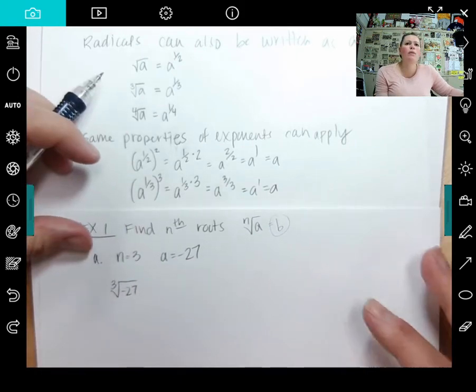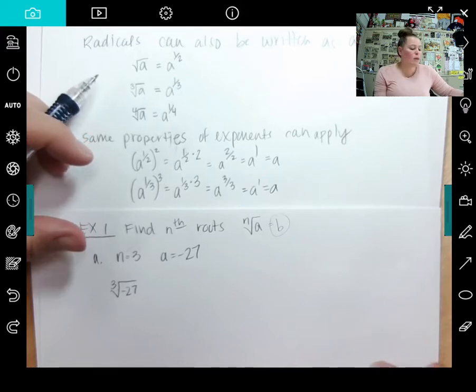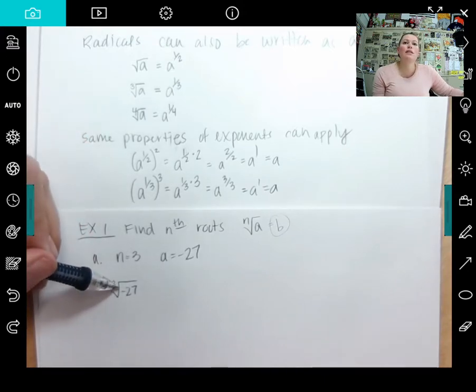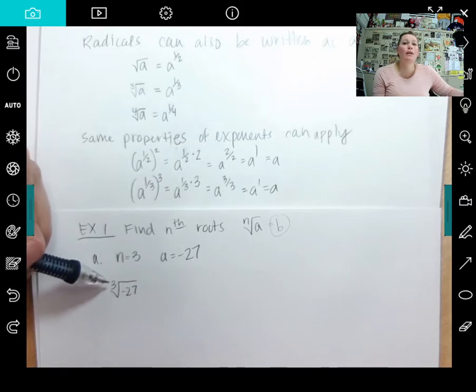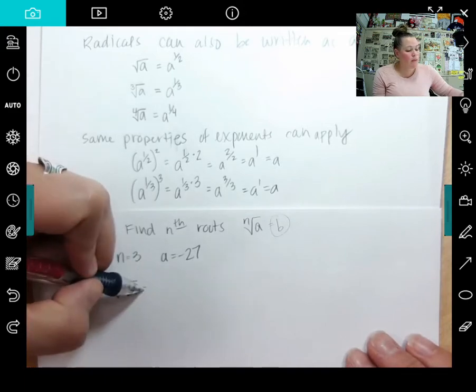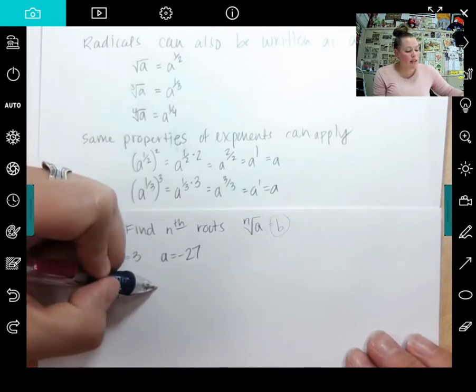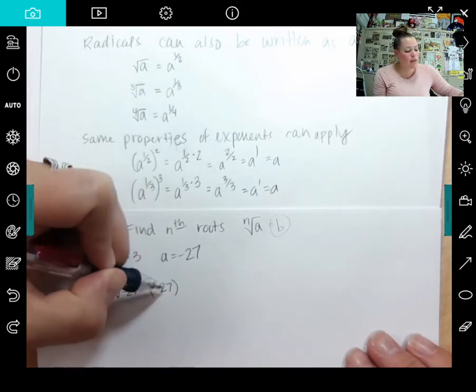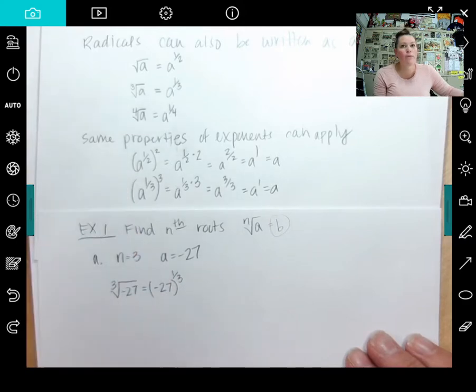Now when we're taking the cube root of a negative number, we're allowed to do this. The only reason we're allowed to do it is because it's an odd number. If it's an even number, it doesn't work that way. So the cube root of negative 27. Another way to think of this is negative 27 in parentheses to the 1/3 power.